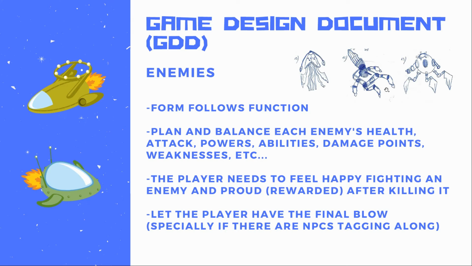All this is to say that the most important rule in game design is form follows function. So whatever function your enemy has, you have to make the form adequate to this function. We should plan and balance each enemy's health, attack powers, abilities, damage points, and weaknesses, in order to not make the enemy too easy to beat or too challenging or impossible to beat. We have to have a balance.